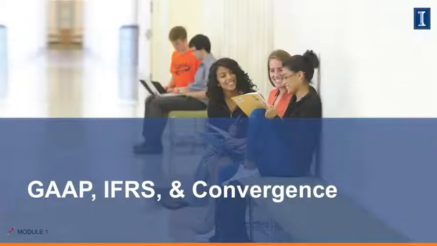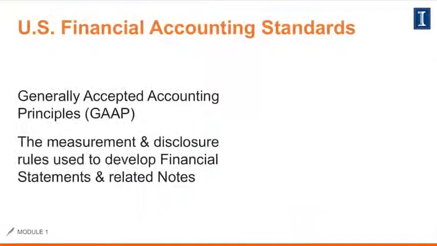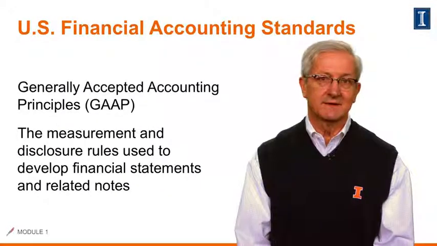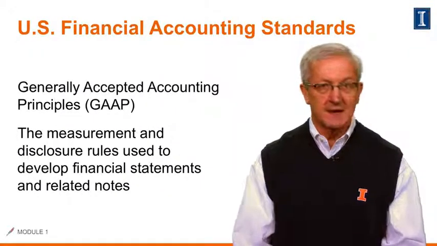Now we're going to take a look at the two types of accounting standards, GAAP versus IFRS. We'll talk about the various aspects of each and see where they converge, and in some cases where they do not converge. So what does GAAP stand for? It stands for Generally Accepted Accounting Principles, or GAAP.